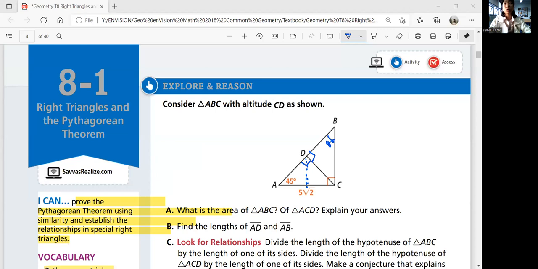But even if you don't know, it should be fairly easy because you already know the 45 degree angles are the same. So angles A and B are the same. So you know this is not an equilateral triangle, but it's an isosceles triangle. Also, it's a right triangle. But because these two base angles are the same, you know that the sides are going to be equal in length, right? So AC has to be the same as BC. It needs to be congruent. So BC must also be 5√2.